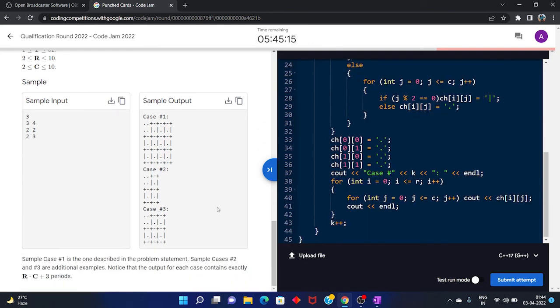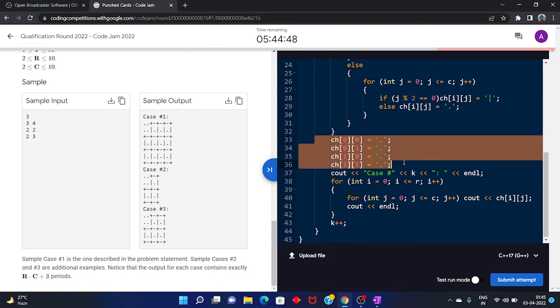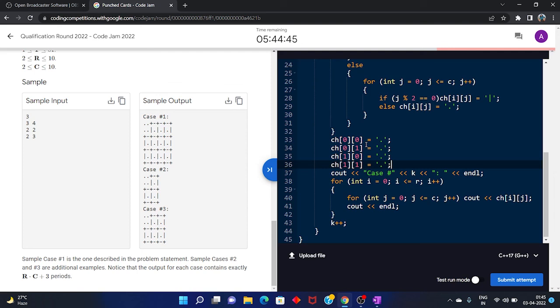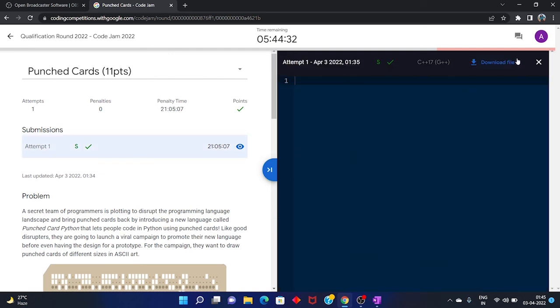This will create a matrix of R into C, but we have to take care of one more thing. If we print like this, then this corner will also be a plus and a minus, and this will be a pipe and a dot, which will not give us the correct answer. So after making this array, I initialized these positions with dots, and after that I printed the final solution. As you can see, this solution got accepted.